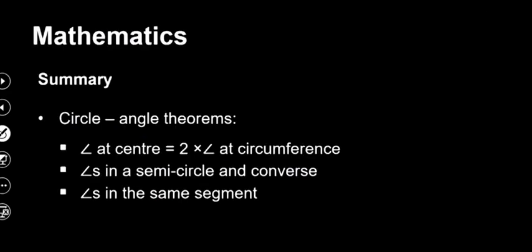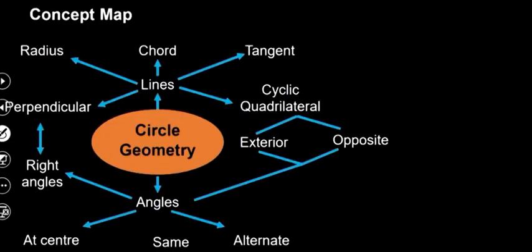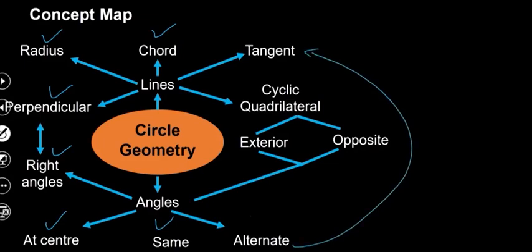So our summary of circle and angle theorems will be, we have an angle at the center, which is twice the angle at the circumference. The angle in a semicircle is 90 degrees, and also its converse. And then lastly, the angles in the same segment is what you need to look at. So far we've looked at the radius, the concept of a chord and what it is about, the concept of perpendicular lines, right angles, the angle at the center, same segment, and also the concept of alternate segment meaning other segment. We're going to link this to the concept of tangents in our next lessons.